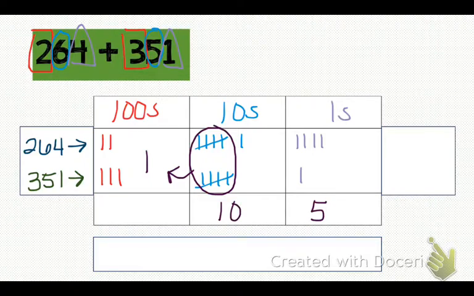Then in my hundredths, I have 1, 2, 3, 4, 5, 6. So that's 600. Now I'm going to add all of these places together. 600 plus 10 plus 5. And when I add them all together, I get 615.